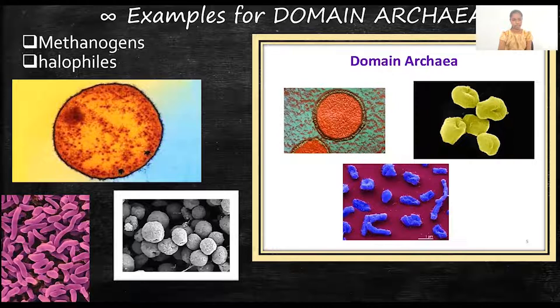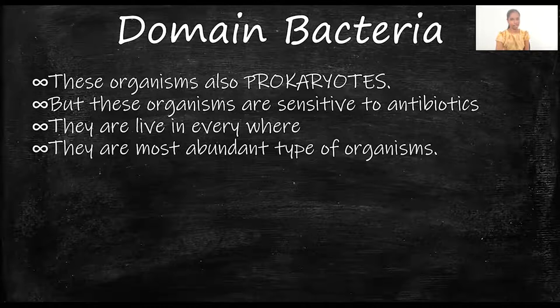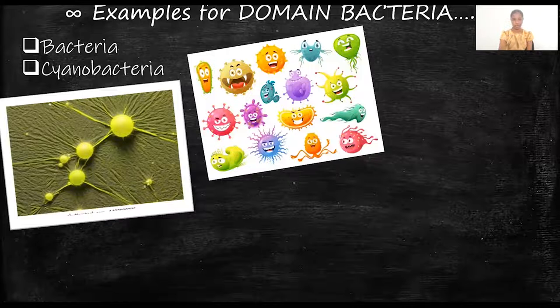Domain Bacteria. They are also prokaryotes, but they are sensitive to antibiotics. They are living everywhere. They are the most abundant type of organisms. Examples for domain Bacteria are Bacteria and Cyanobacteria. Now you can see some pictures of them.